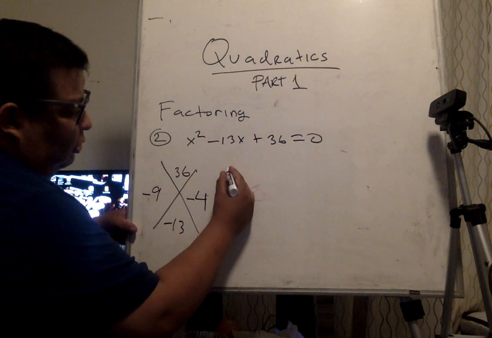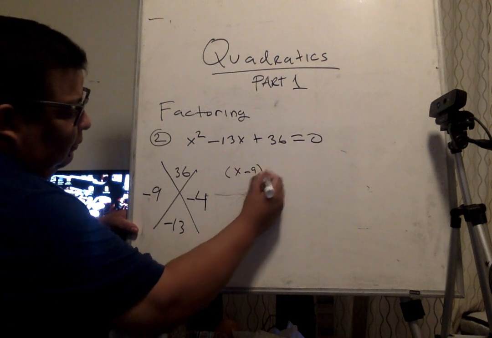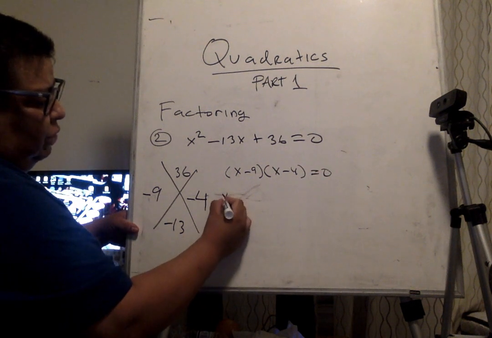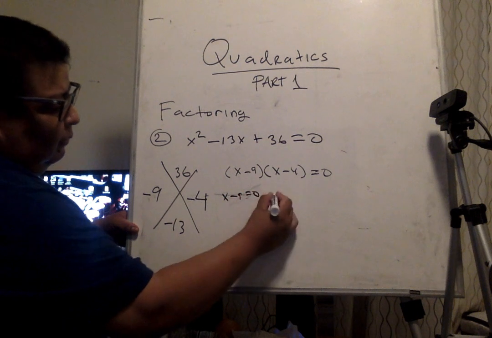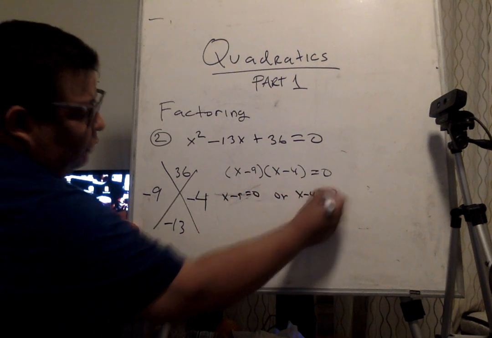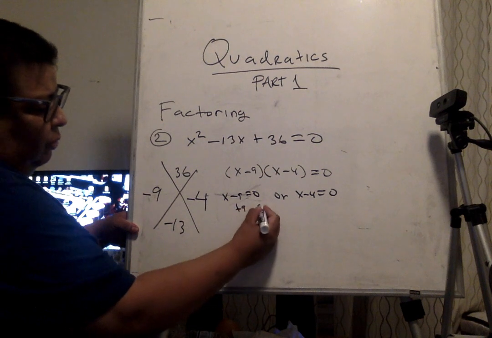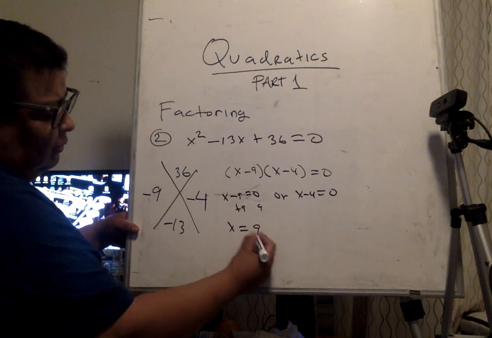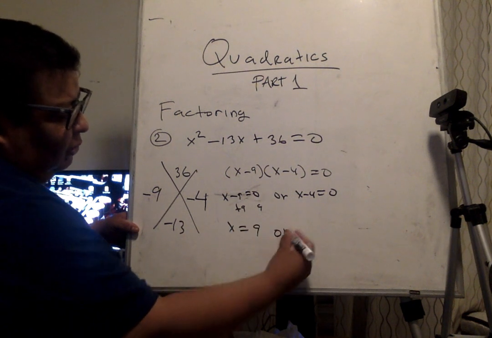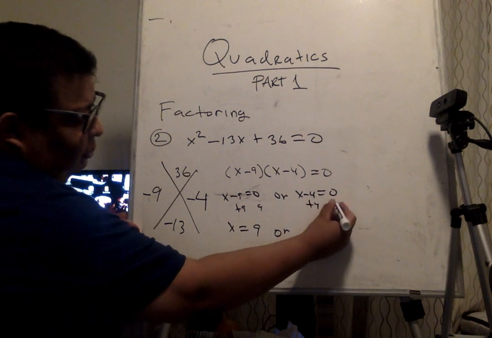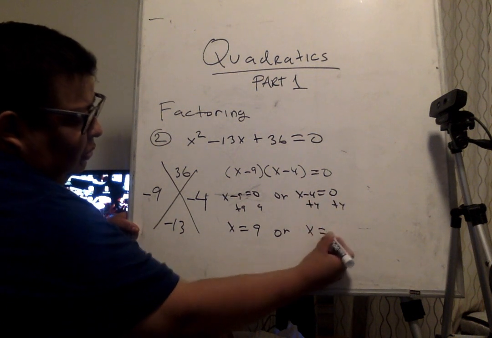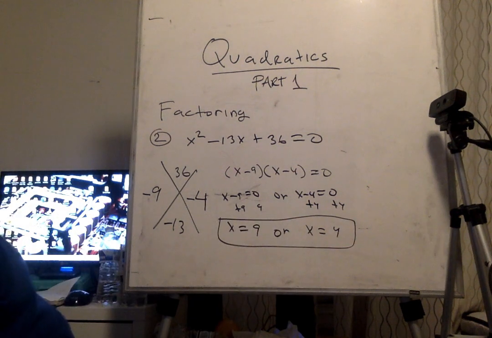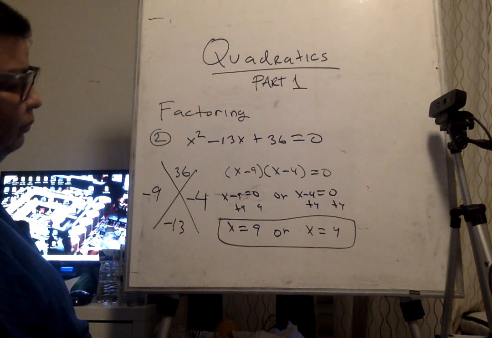We found the factors. So now we put them in parentheses: x minus 9, x minus 4 equals 0. Now we set each parenthesis equal to 0: x minus 9 equals 0, or x minus 4 equals 0. So now we add 9 to both sides. Now we have x equals 0 plus 9, which is 9. That's the first x we're looking for. Now we add a positive 4, so x equals 4. So now we have the two answers, 9 and 4. Those are the x-intercepts for this quadratic.